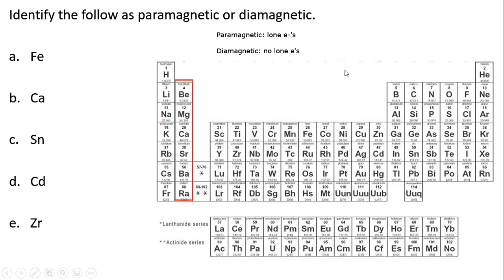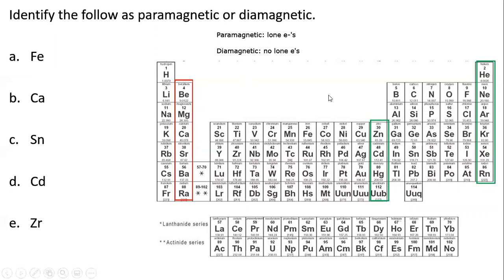The next group is the one involving zinc, cadmium, mercury, and whatever's below mercury. These all have a completely filled d orbital. So these are also always diamagnetic. And then lastly, the noble gases are always diamagnetic when they're in their element form. So again, this is only when we're talking about elements, not ions yet.